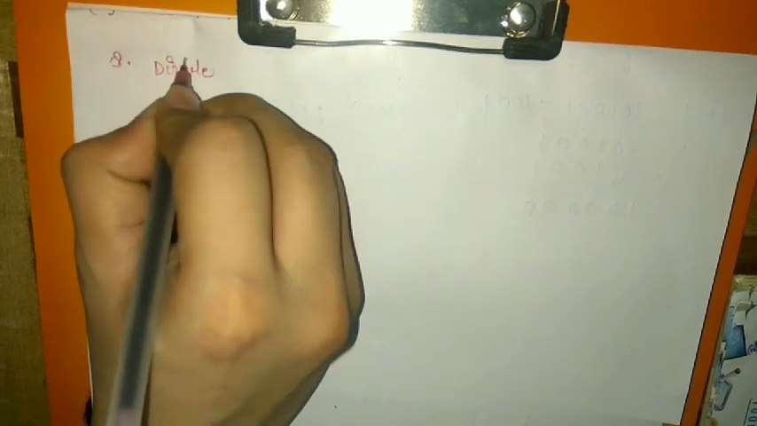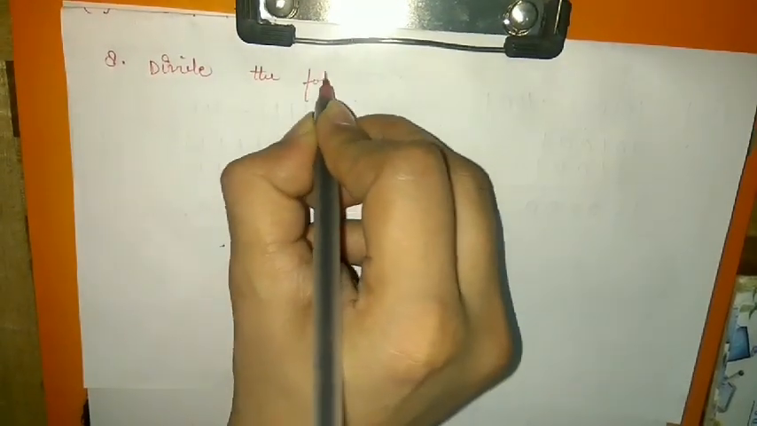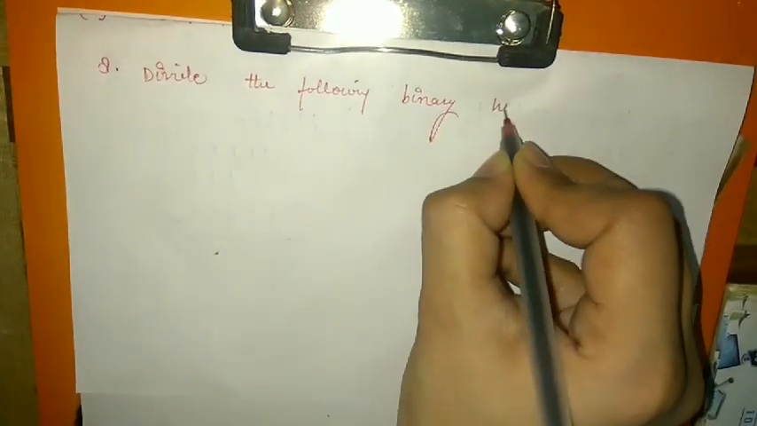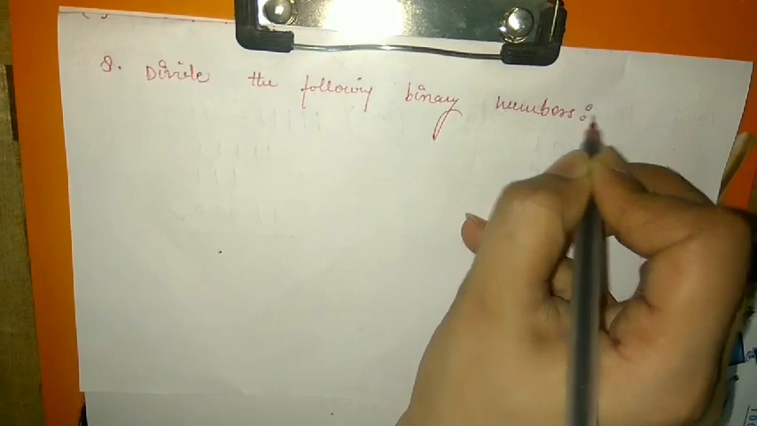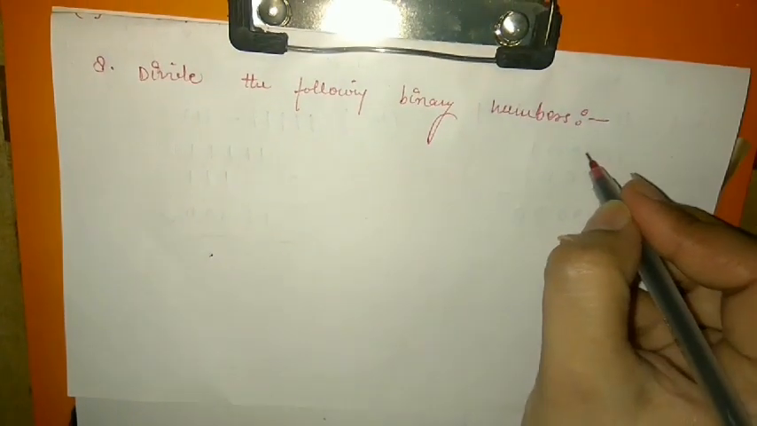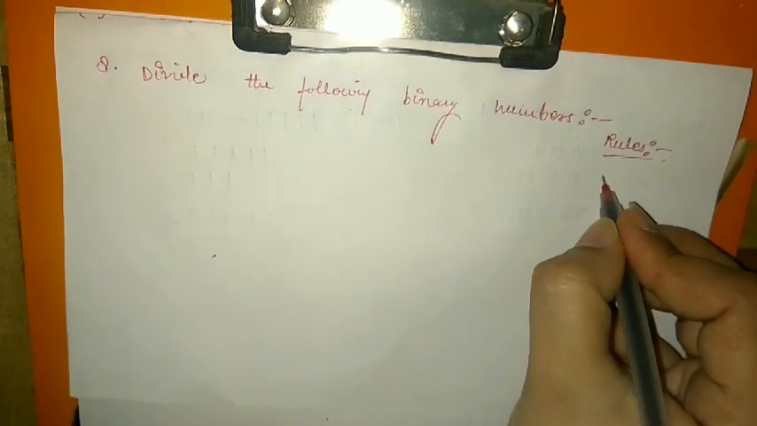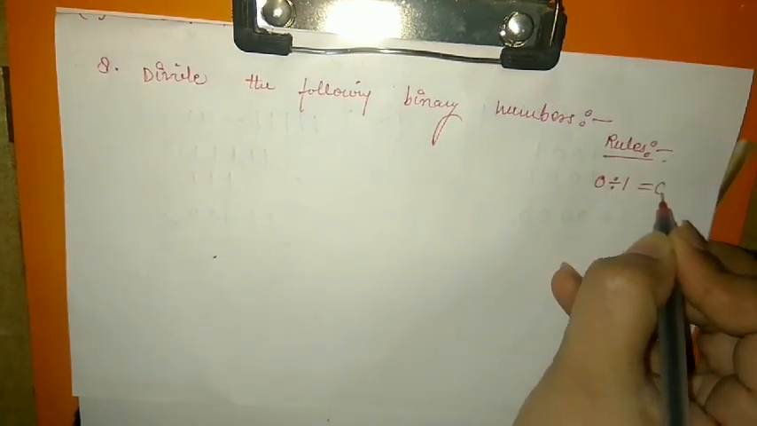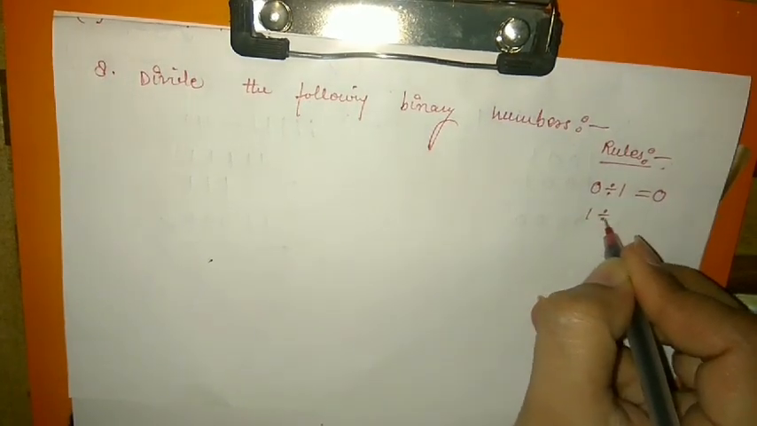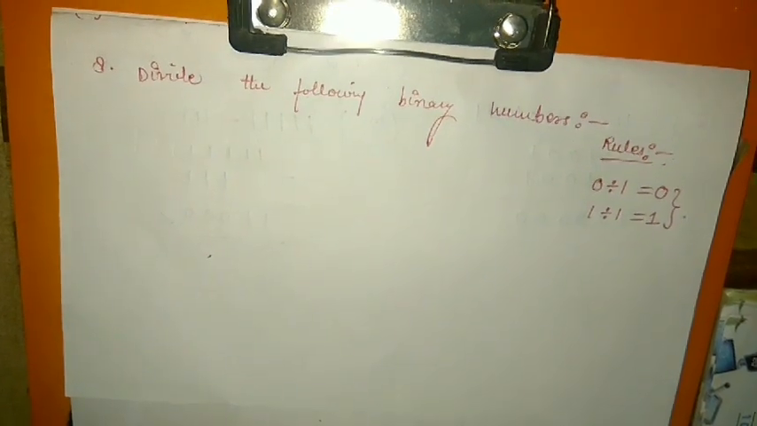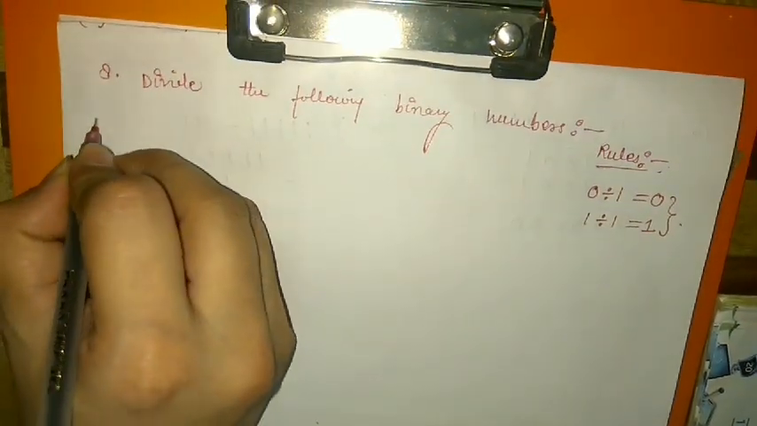Now we are on the 8th part. The 8th part is what? Divide the following binary numbers. You have to perform the division operation. We have only two rules for division: if 0 divides 1 you get 0, and if 1 divides 1 you get 1. Only these two rules we have to follow. With these rules, see the first part.